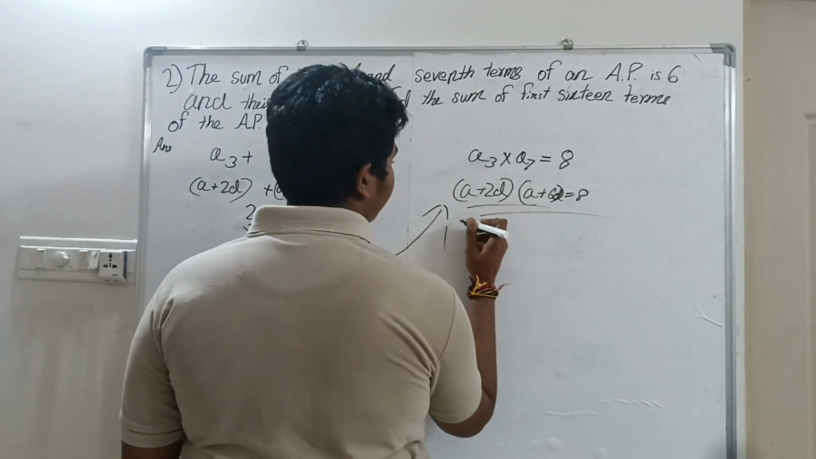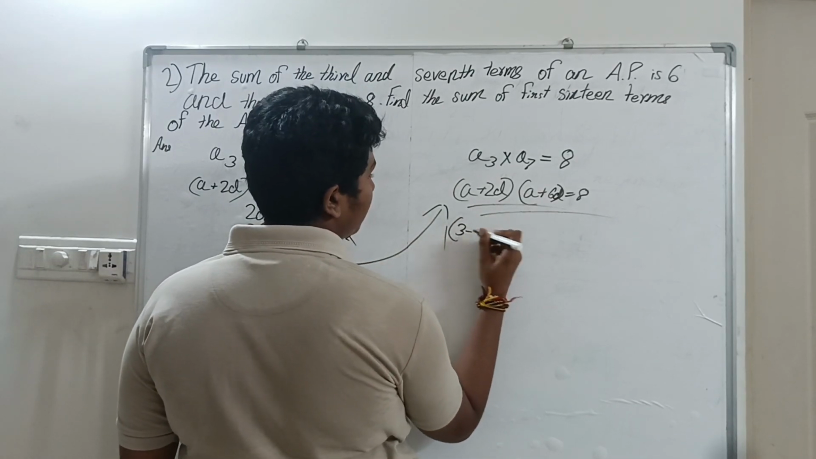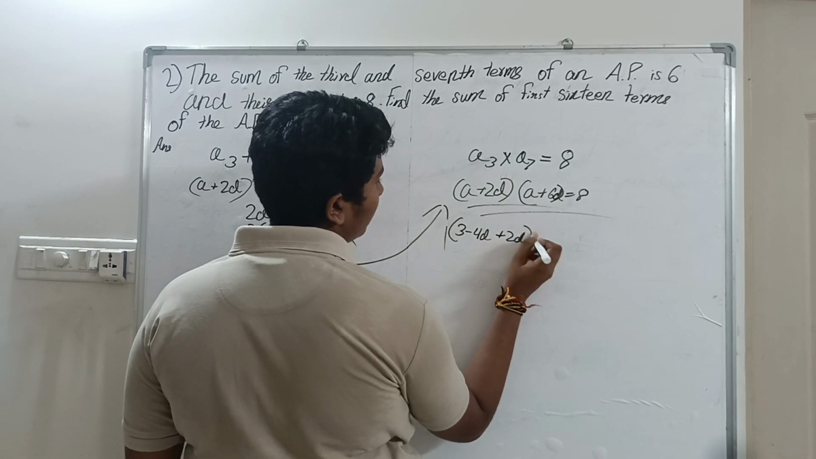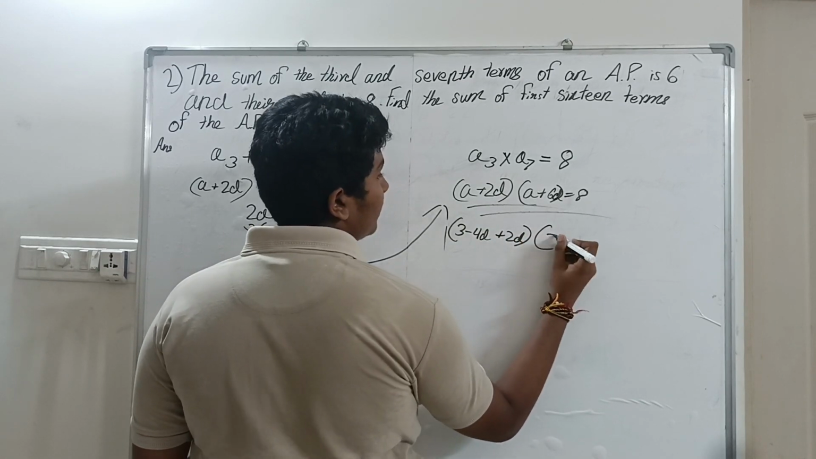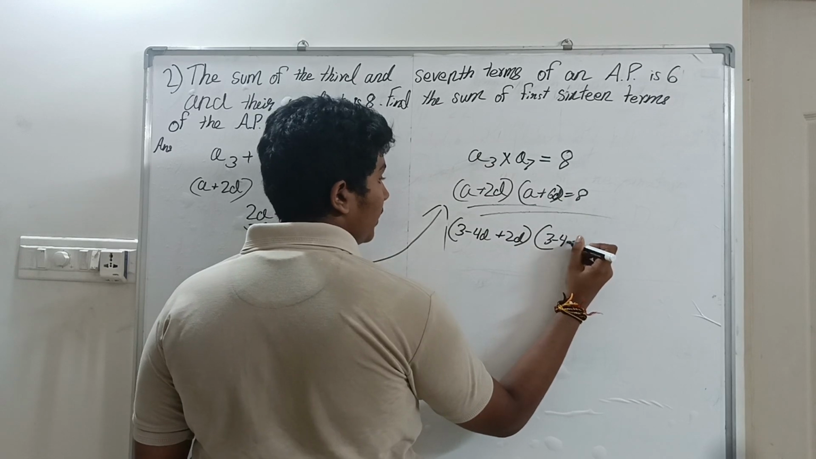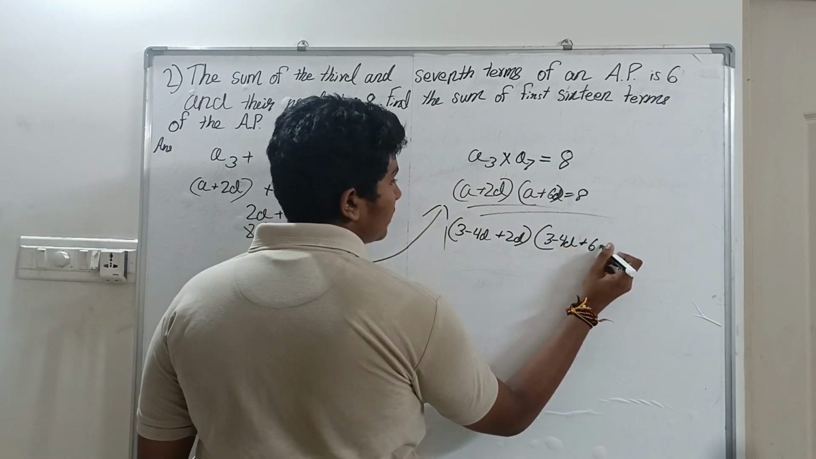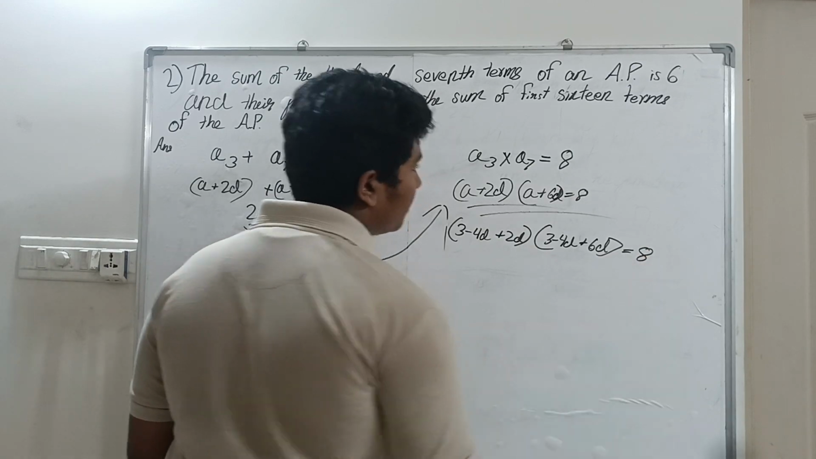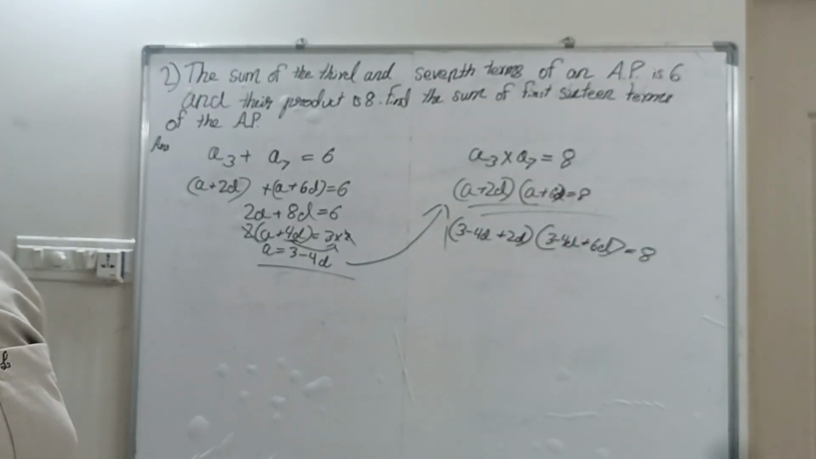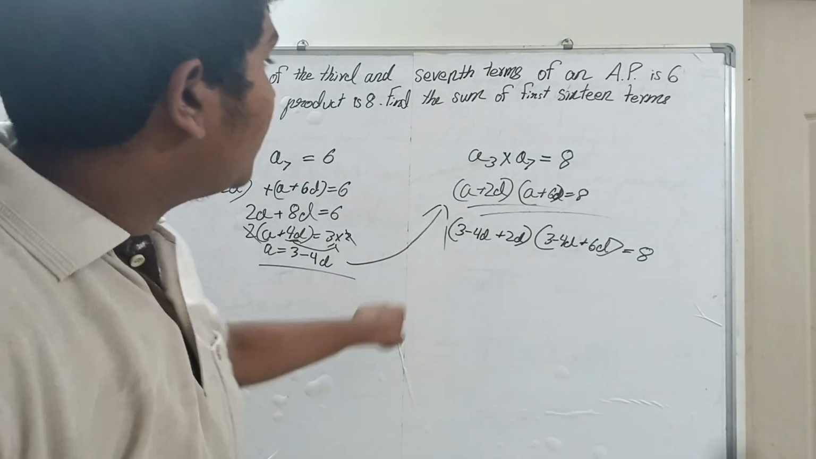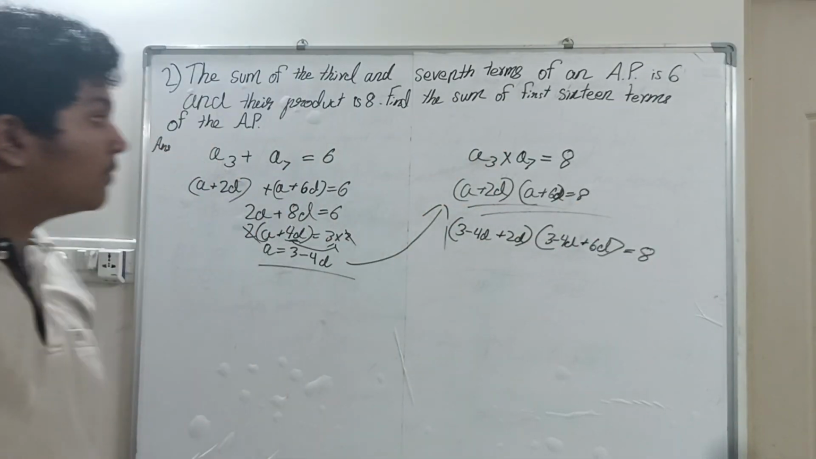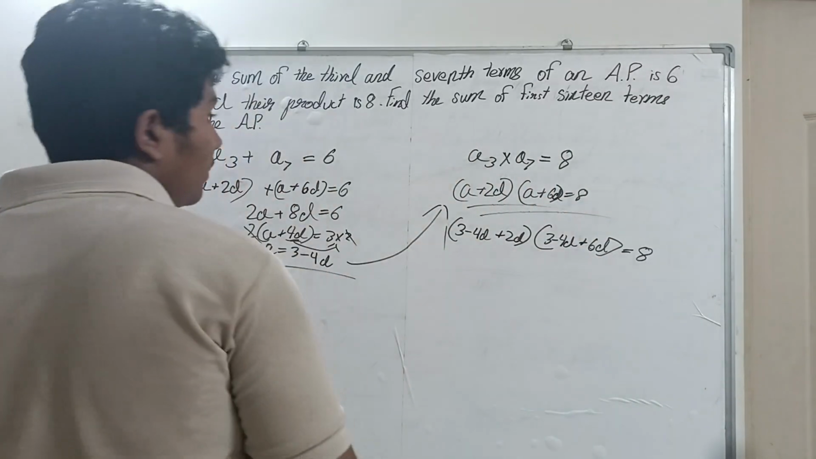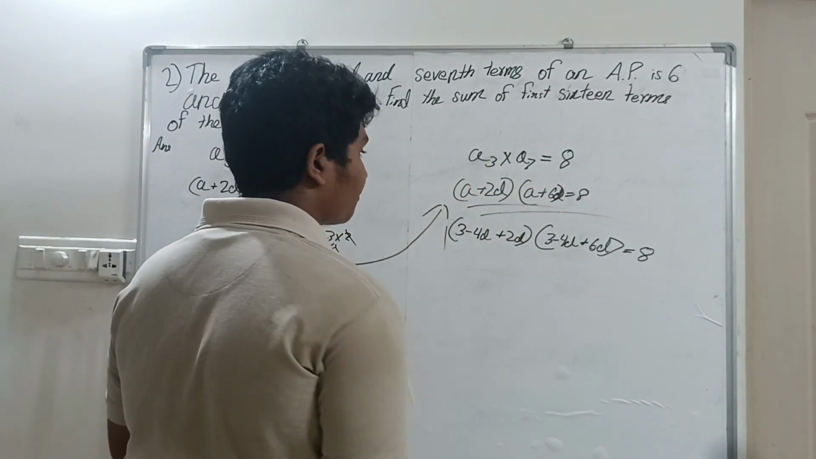So what do you get? 3 minus 4d plus 2d into 3 minus 4d plus 6d bracket is equal to 8. You got the equation now? Now pause the video and do this equation yourself. Okay, let's start.